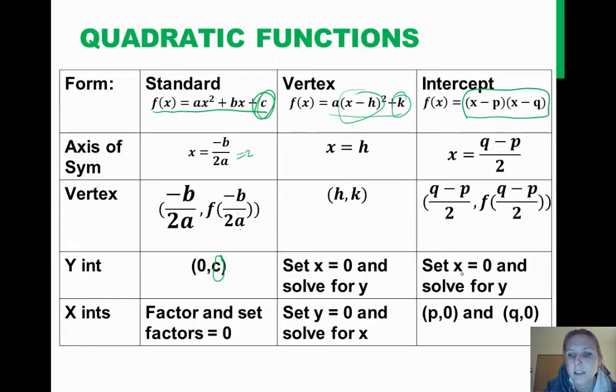I can set x equal to 0 and solve for y to find the y-intercept. And then this one's already solved the x-intercepts for us. It's factored for us, so we know that the x-intercepts are p and q. So this makes the x-intercepts easy to find.